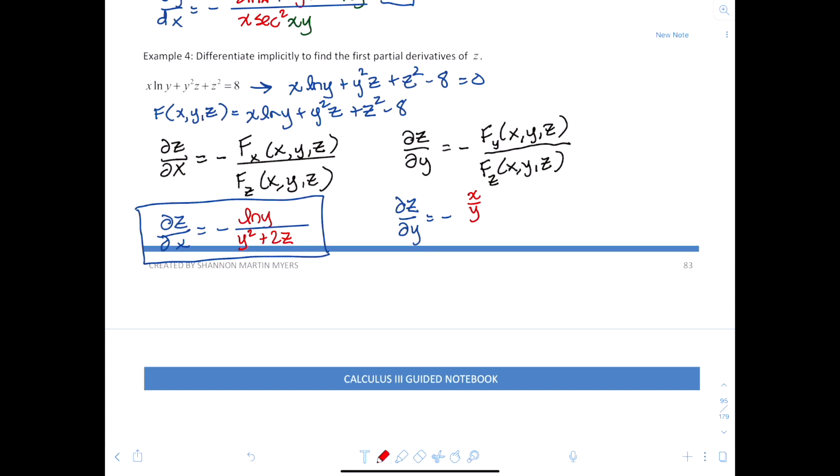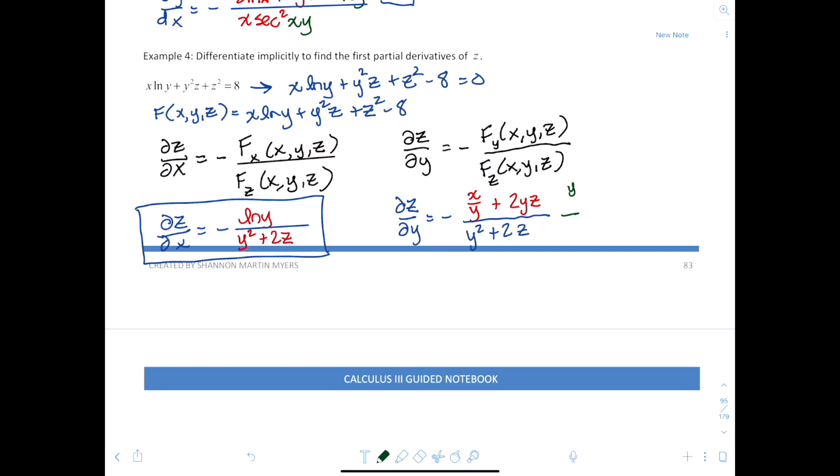And then we will have plus 2yz, and then the other two would be constants, over, that'll be the same denominator as we had before, right? So we'll have y squared plus 2z. But let's clean this up a little bit, because we've got a complex fraction going on.